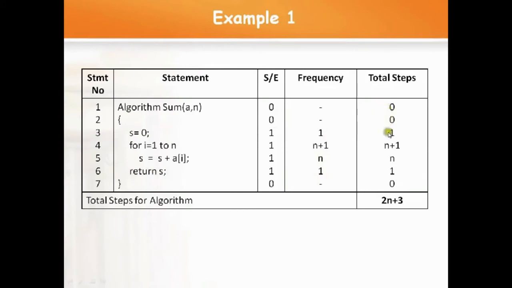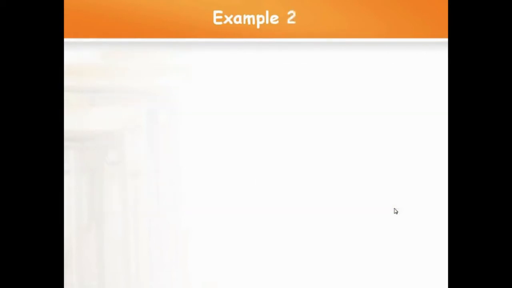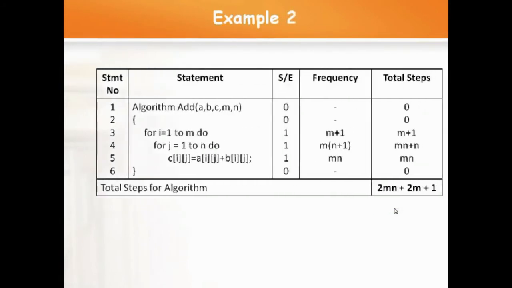Now, let us calculate the total steps. 1 into 1, 1 plus 1 into n plus 1, 1 into n, 1 into 1, a total of 2n plus 3. The total time required is 2n plus 3 steps for this algorithm to calculate the sum of n elements in an array. Let us take one more example.